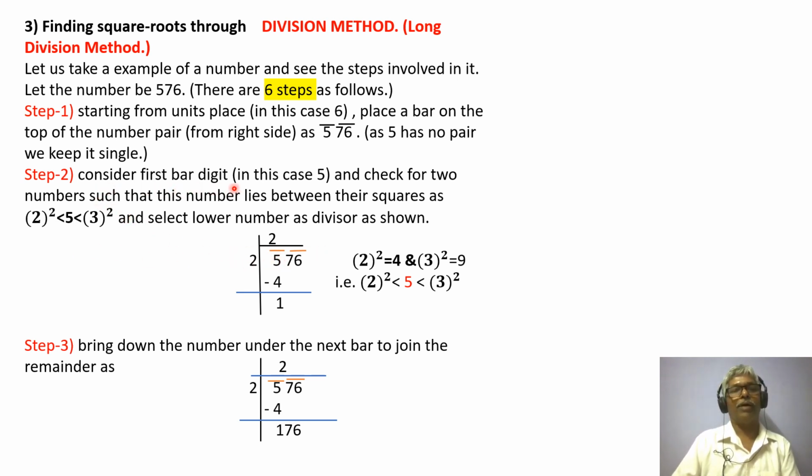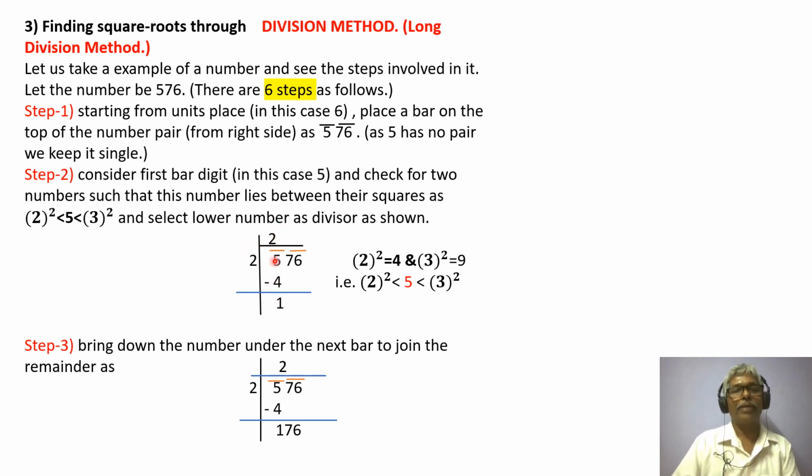Consider the first bar. Try to find a number whose square is less than 5 and very near to 5. What does this mean? 2 square is 4 and 3 square is 9. So 2 square is less than 5, which is less than 3 square, that is 9. Even 1 square is less than 5, but we have to take a number very near to 5. So 2 square is 4, so we take the 2. Now you multiply: take 2 here, 2 here, 2 into 2, 4.